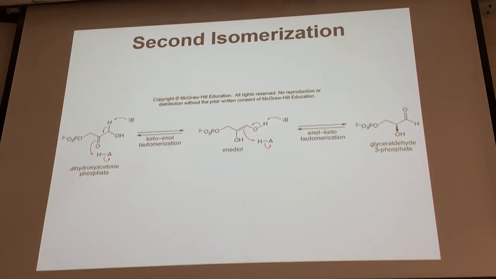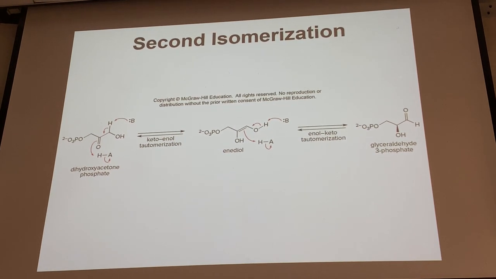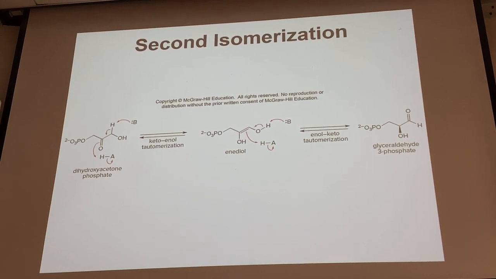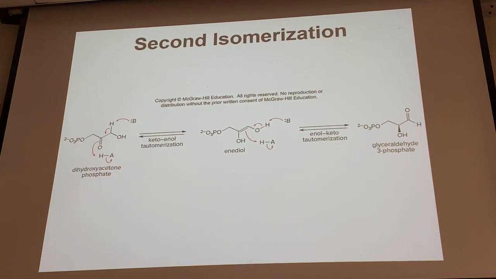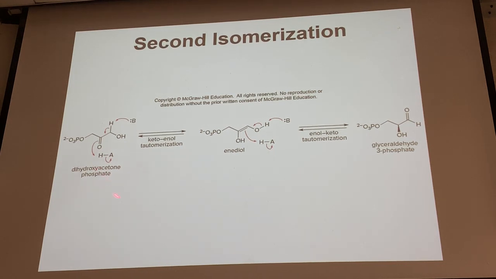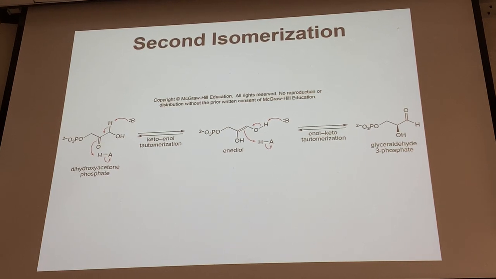Okay? Any questions about our first half of the glycolysis pathway? Yes? Yes, dihydroxyacetone phosphate and glyceraldehyde 3-phosphate are both produced in that retroaldol, and then dihydroxyacetone phosphate can be converted into glyceraldehyde 3-phosphate by this isomerization.